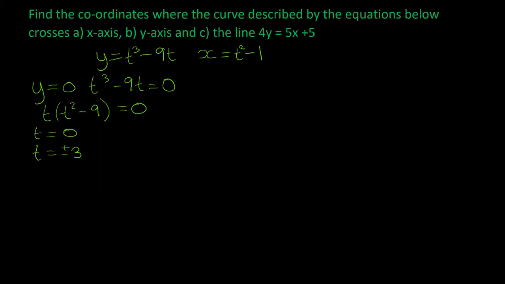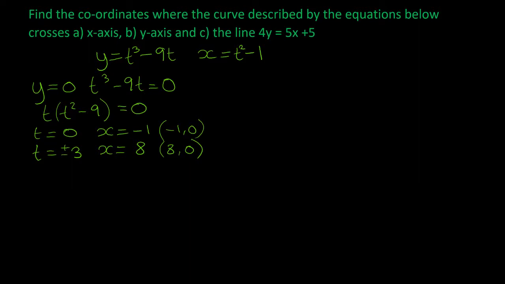When t equals 0, x equals minus 1, and for t equals plus 3, it's going to be 9 minus 1, which is 8, and you can see that it's going to be exactly the same even if it was minus 3. So those are the coordinates, minus 1, 0, and 8, 0 for the x-axis.